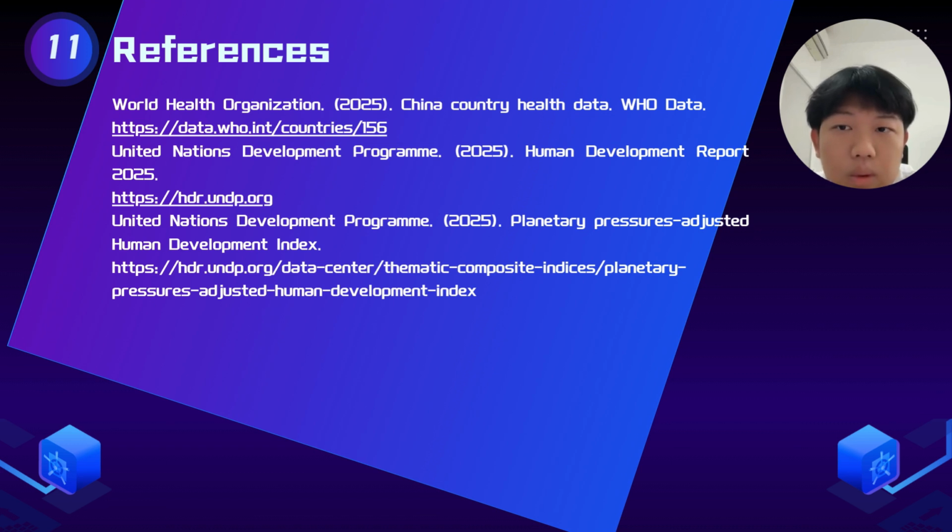In these slides, we put some references that show our data mainly comes from three resources: WHO data, Human Development Report 2025, and UNDP planetary pressures adjusted HDI. WHO data is used for health indicators, while the Human Development Report and PHDI data are used for development and sustainability analysis.